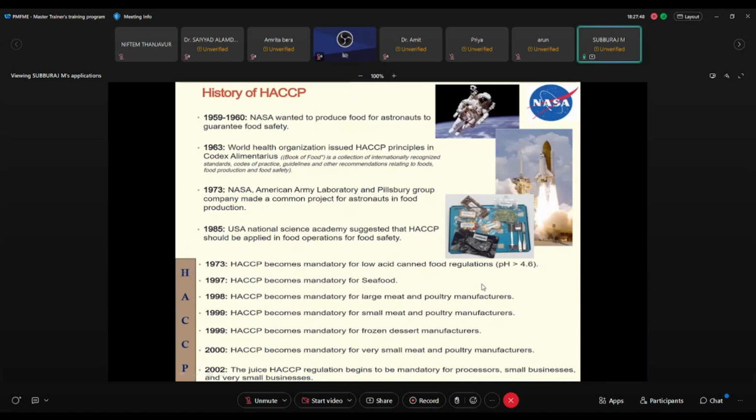Let us see the history of HACCP. The history of HACCP started in the years 1959 to 1960. At first, NASA was planning to produce food for the astronauts, to guarantee food safety. Why? Because they are going to space. Space is a different environment, not like this Earth. New particles may be there, and the climate is also different. We know that we have to survive, and without food we cannot survive. If we send them to space, we cannot control things, so the food they eat should be very safe and very perfect. Then only can they survive in space. Otherwise it is not possible.